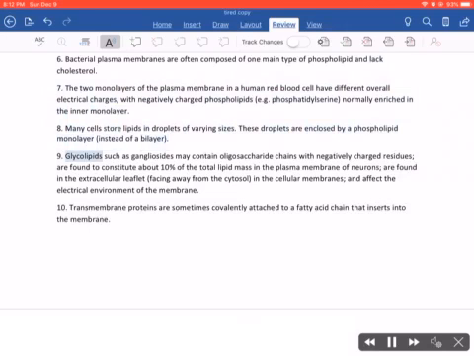9. Glycolipids such as gangliosides may contain oligosaccharide chains with negatively charged residues, are found to constitute about 10% of the total lipid mass in the plasma membrane of neurons, are found in the extracellular leaflet, facing away from the cytosol, in the cellular membranes, and affect the electrical environment of the membrane. 10. Transmembrane proteins are sometimes covalently attached to a fatty acid chain that inserts into the membrane.